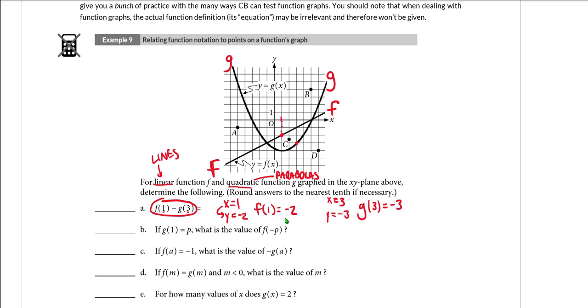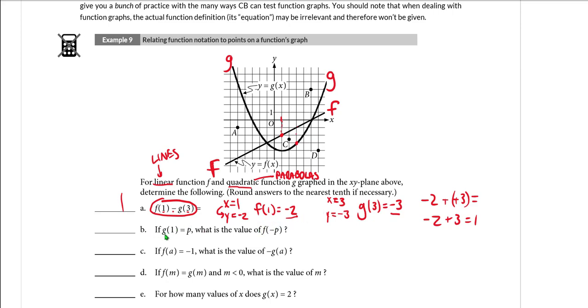So what we now have to do is f of 1, which is negative 2, minus g of 3, which is negative 3, negative 2, minus, I'm going to use some parentheses here so I don't mess this up. That's going to be negative 2 plus 3, which means we are talking about a value of 1 here. So again, the 1 and the 3 are input or x values. We need to evaluate each of these functions at those x values, find out what comes out of the function or what the y value is, and then this just becomes a simple arithmetic question.